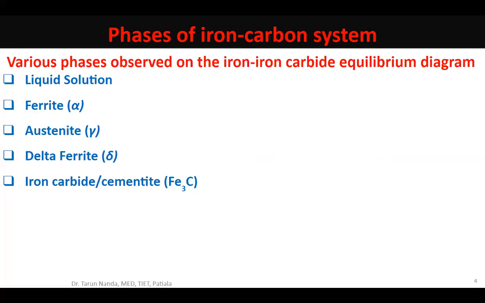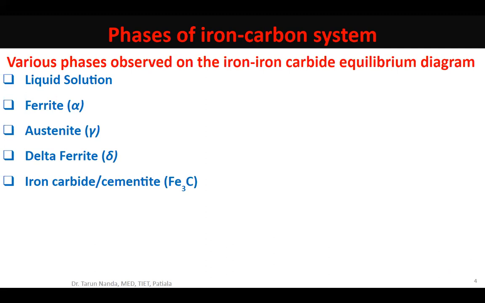So it's a solid solution, an interstitial solid solution. Carbon is the solute, alpha iron is the solvent. The maximum solid solubility of carbon in alpha iron is 0.02 percentage. It's a very small solubility, only 0.02 percentage is the maximum amount of carbon that can be accommodated in alpha iron, and that too happens at a special temperature.